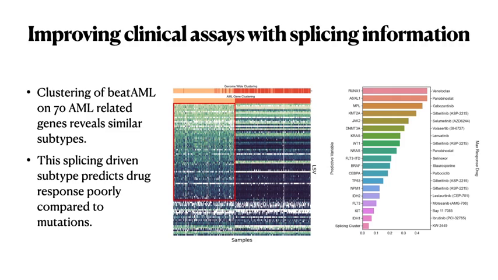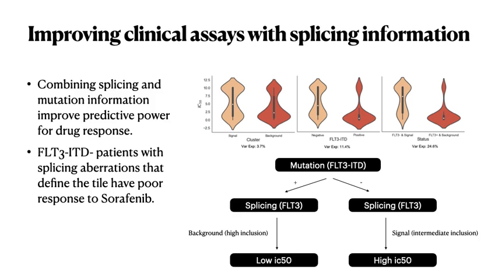Given that mutations generally predict drug response better than splicing variations, we sought to answer whether supplementing a mutation-based assay with splicing information could improve predictive power. We found that FLT3 negative patients in the tile respond poorly to sorafenib compared to FLT3 positive patients not belonging to the tile. This new assay, combining mutation and splicing information, increases predictive power for the drug response by twofold.